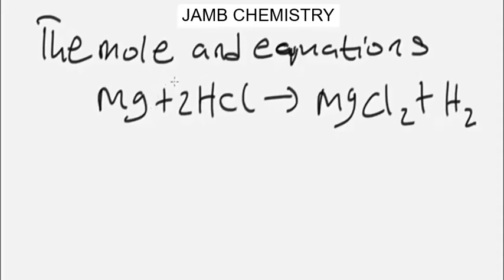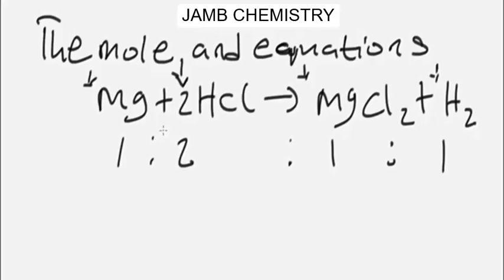Now here, to know your mole numbers, the number in front of the element or compound is known as the mole number. For instance, this 2 is in front of hydrochloric acid, so this is the mole number. Here the mole number is 1, here the mole number is 1, and here it is also 1. So you can see that the mole ratio is 1 to 2 to 1 to 1. This is how you can decode the number of moles in a compound or element. Having known that, let's proceed.